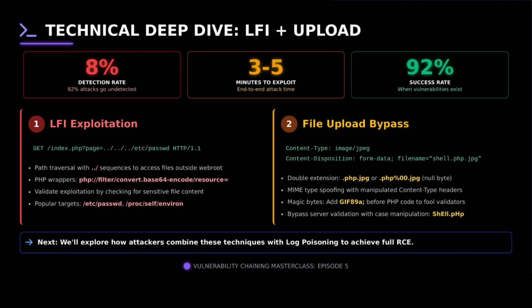For those who love the nitty-gritty, here's what's happening. LFI payloads use traversal like page=../../etc/passwd. Upload bypass uses double extensions or MIME spoofing. Magic bytes trick validators by starting with GIF89a. Logs are poisoned with PHP payloads in headers. Together, these break the illusion of isolation. Each layer supports the next until code execution is trivial.